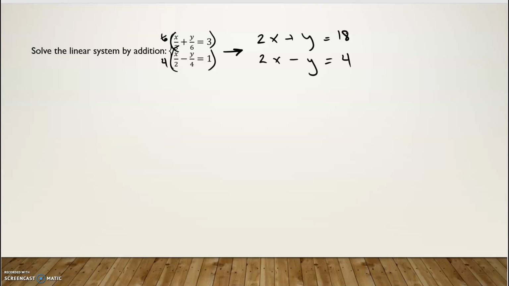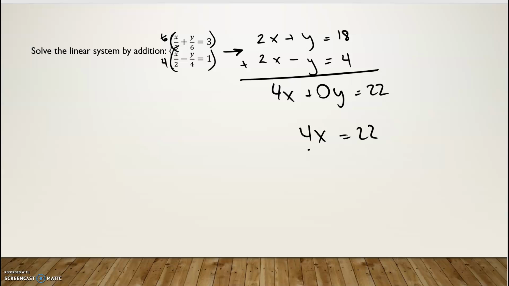And notice I already have a positive and a negative y, so I can go ahead and add. So this will be 4x plus 0y is equal to 22. So 4x is equal to 22. Divide by 4. So this will be x is equal to, I'm going to take a 2 out of both of those, so 11 over 2.